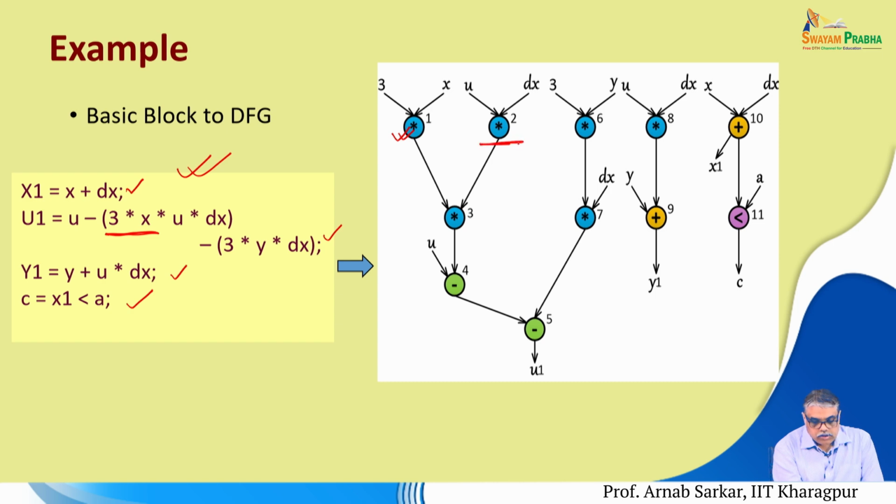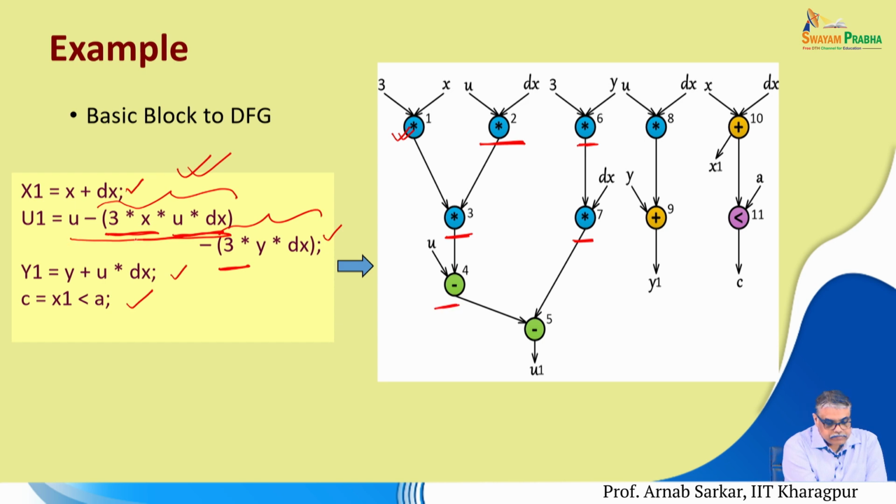This node 2 is performing u into dx. Node 3 here, the third, is performing this whole thing, 3 into x into u into dx. On the other hand, node 6 is performing 3 into y, node 7 is performing 3 into y into dx, and then here node 4 is performing u minus this whole.